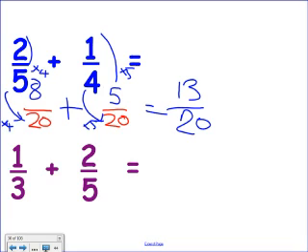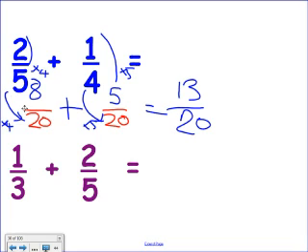13. Can I simplify it? Why? 13 is a prime number and it doesn't go into 20. Yeah. You've got to do that second bit and it doesn't go into the number underneath. Because if that was 26, it would. Okay. Right. Next one.